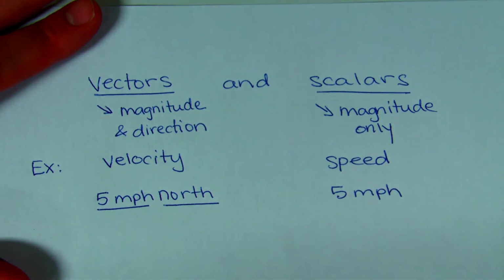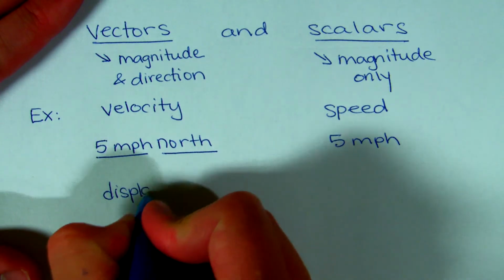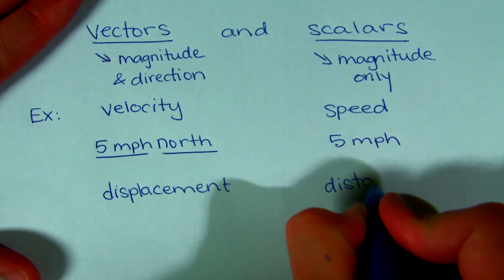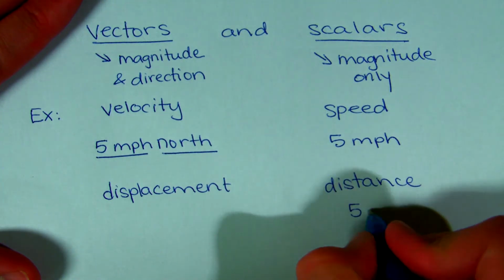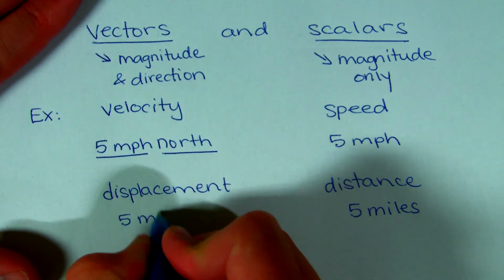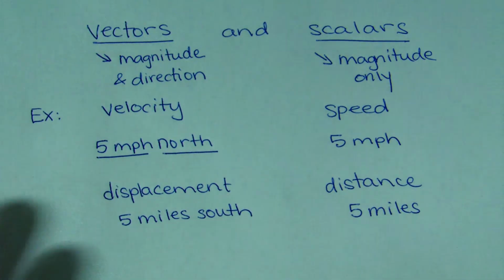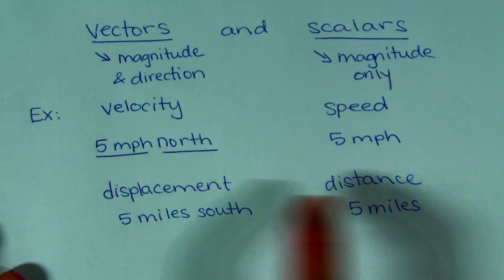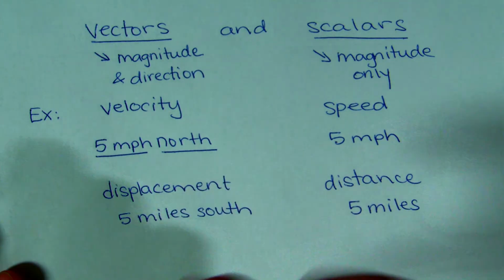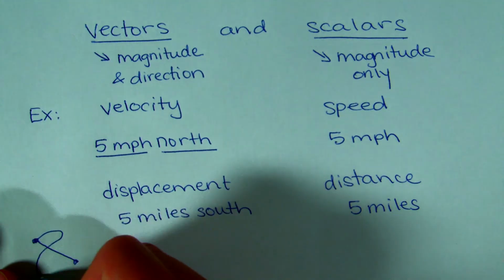Another example of a vector as opposed to a scalar is displacement as opposed to distance. I could say I drove 5 miles to school, whereas my displacement would be 5 miles south. Another key difference that we won't get into too much here, but when we think about distance and displacement, distance is measured along the actual path you traveled. Displacement is just the shortest distance from where you started to where you ended, even if you took a different route to get there.